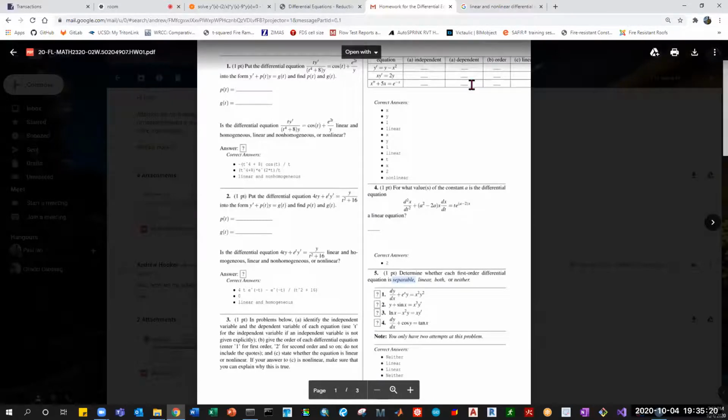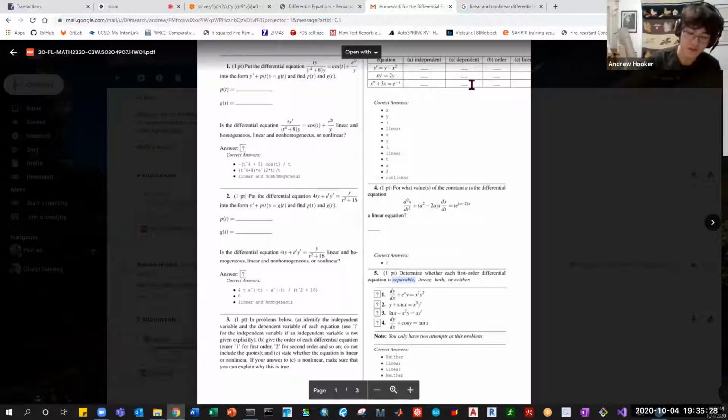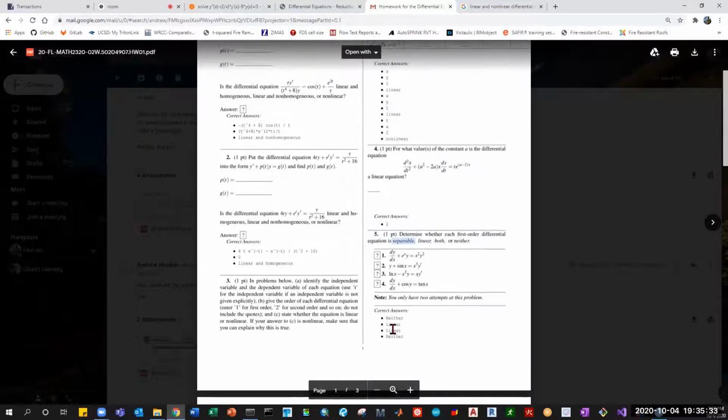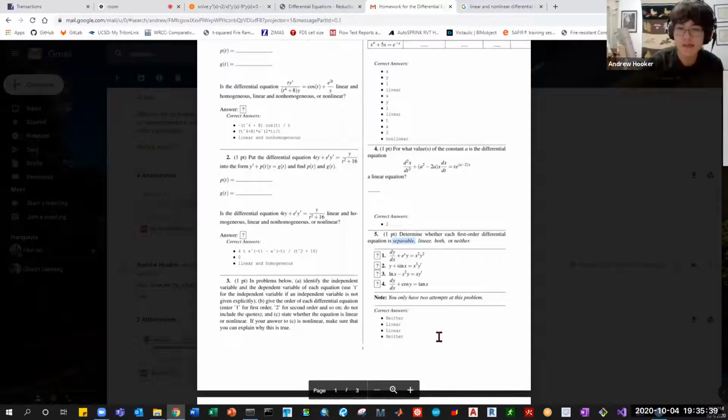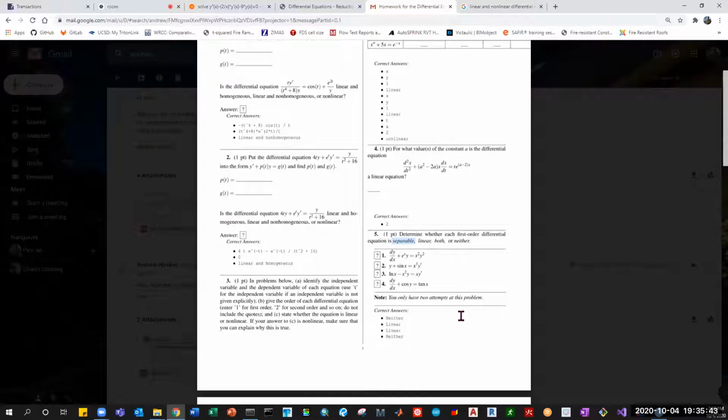Determine whether the first order equation is separable. Usually, you don't really use separable as much in ODEs. You'll use it more in PDEs. Okay, it's more of a niche thing. But anyway, for this one, they don't even have that one, right? The answers are neither linear, neither. So what would a separable one look like, I guess is my question. Okay, let me just take a look at this.